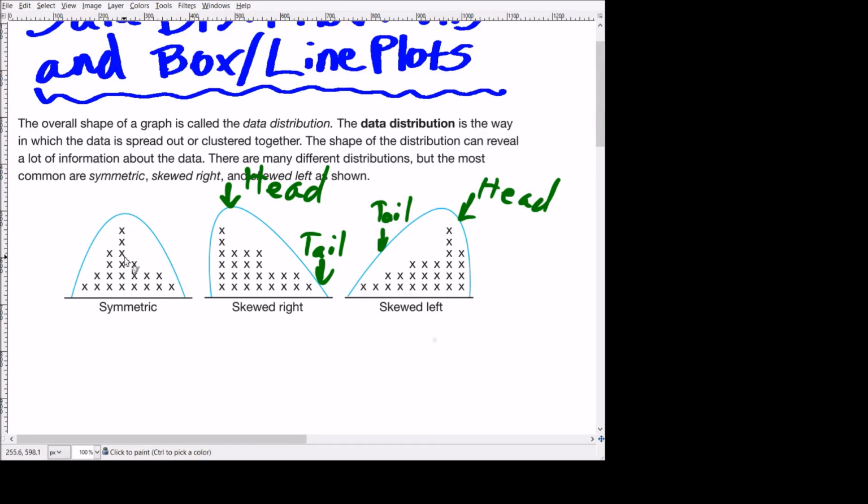One important thing to note about a symmetric distribution here is that it does not have to be perfectly symmetrical. It just has to be most of the data in the center of the distribution. So if you end up with most of the data in the center, you can absolutely say it's symmetric, even if it is not a perfect mirror image on the left side and right side.